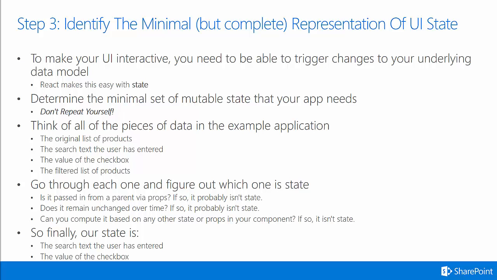The original list of products is passed in as props, so that's not state. The search text and checkbox seem to be state since they change over time and can't be computed from anything. And finally, the filtered list of products isn't state because it can be computed by combining the original list of products with the search text and the value of the checkbox. So finally, that means our state is the search text the user has entered and the value of the checkbox.